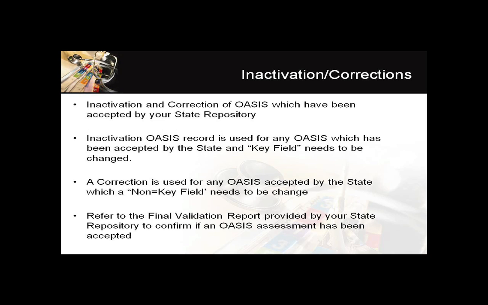For OASIS that have been accepted by the state repository, an inactivation or correction would need to be done to make any changes to the record submitted. The difference between an inactivation and correction depends on the type of questions being changed. There are key field questions, which are MOVE 30, 32, 40, 64, 66, 69, 90, 100, and 906.